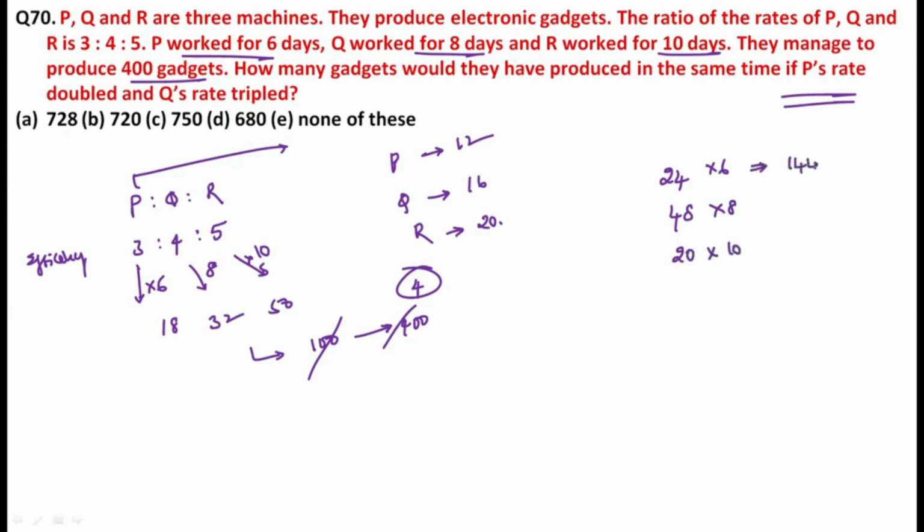Now 24 sixes are 144. 48 eights are 384. 20 tens are 200. Now just tell me what is the value here. Say... give me a second. 144 plus 384 plus 200. Now you can get 728. Yeah, just check your calculation.